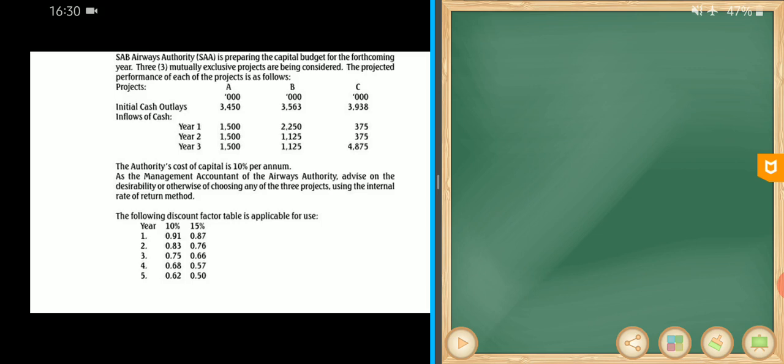Then whatever NPV you get will decide whether you should increase the cost of capital or reduce the cost of capital. Remember, if it is positive, you increase the cost of capital so you can get negative. And if it is negative, you reduce the cost of capital so you can get positive.